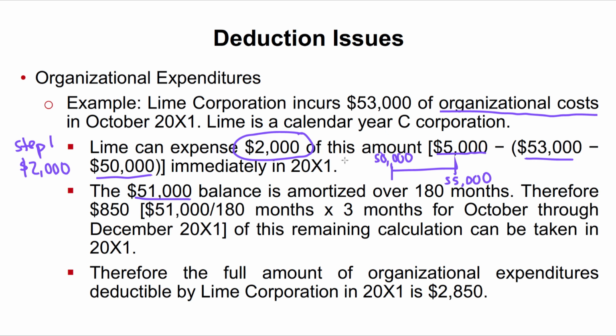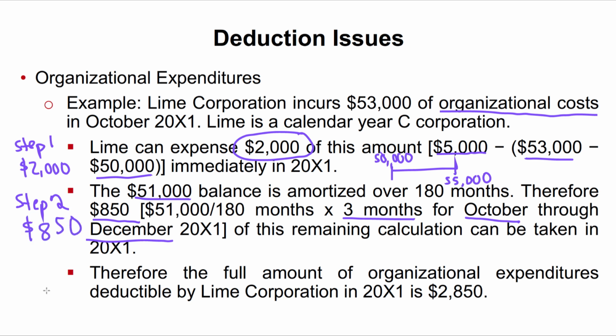That means they're January 1st to December 31st. So we've got 3 months to worry about: October, November, December 20x1, because we're focusing on how much we can take in 20x1, okay? So in 20x1, we're going to do $51,000 remaining over 180 months, so that's the total life, times 3 months. October 20x1, November 20x1, December 20x1, 3 months, boom. And that gives us $850. So step 2 is then to apply the normal general rule of 180 months to see how much that year.